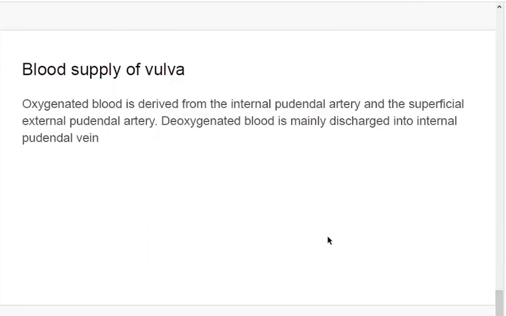Let's talk about the blood supply of the vulva. The oxygenated blood is derived from the internal pudendal artery and superficial external pudendal artery. These are two arteries that mainly supply oxygenated blood to the vulva. Deoxygenated blood is mainly drained into the internal pudendal vein, and the lymphatic supply follows the course of the veins, just like the internal pudendal nerve.